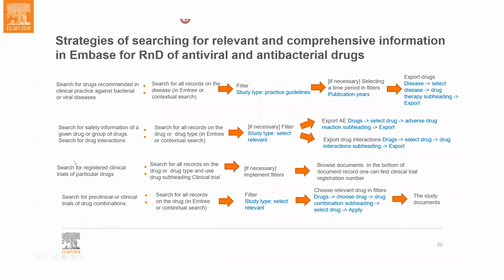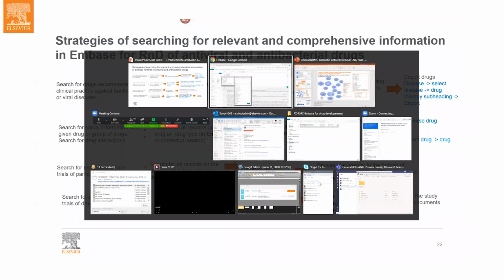The third strategy explains how to find registered clinical trials of particular drugs. You need to search records related to some drugs. After that, you need to use the subheading clinical trial. You can use some filter if necessary. And after that, you can browse documents to find information about clinical trials. How does it work?